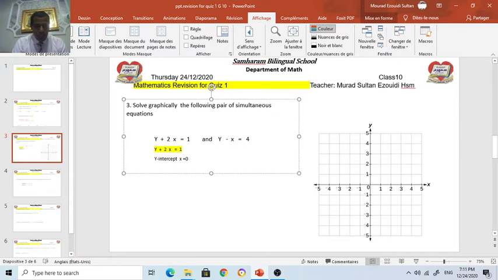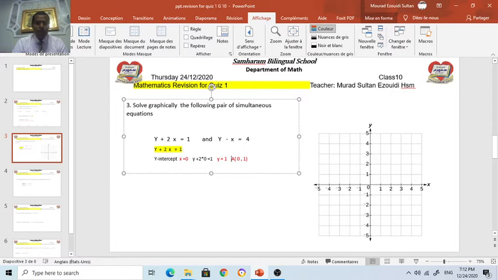So just put here, instead of writing x, y plus 2 multiplied by 0 equals 1. This gives y equal to 1. So when x equals 0, y is equal to 1. Now I will label this as the point A, of coordinates 0, 1. This is the first point, my learners.